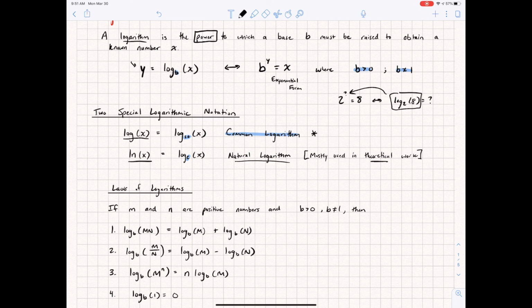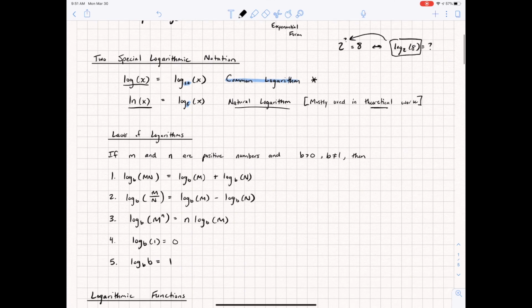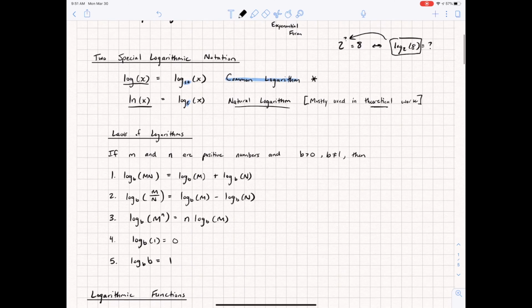All right, so there are a couple of laws, and I left these in just so we could look at them. If m and n are positive numbers, and again, b is greater than 0 and b cannot be 1, then we have the following laws. These laws always hold true.